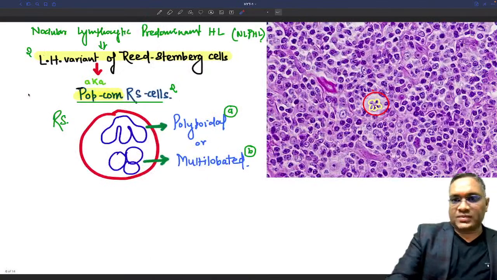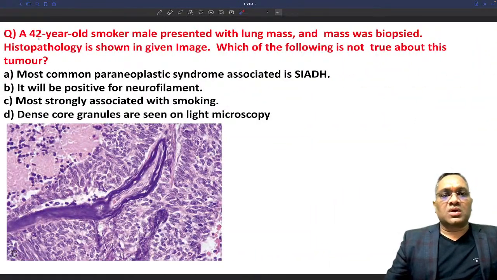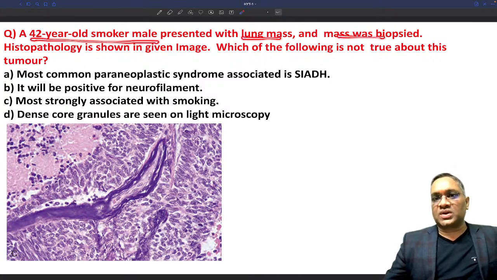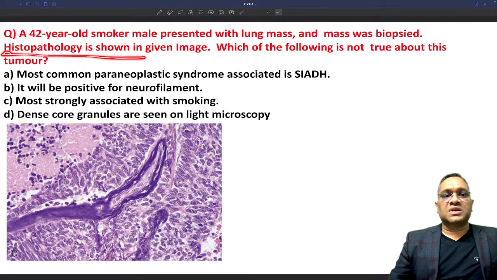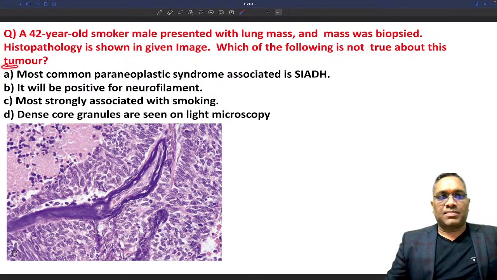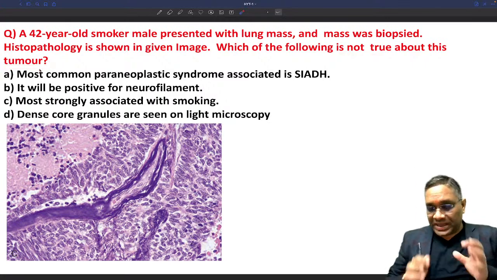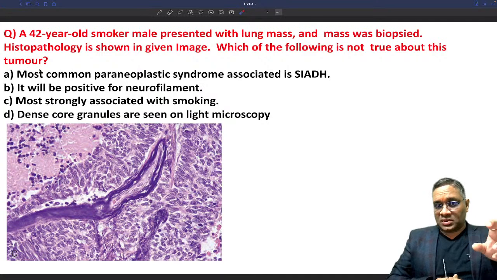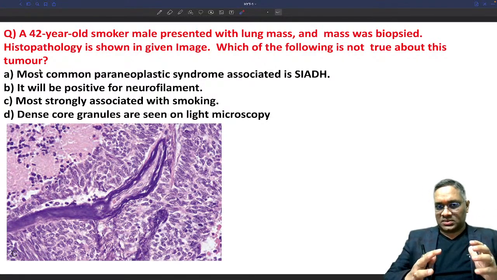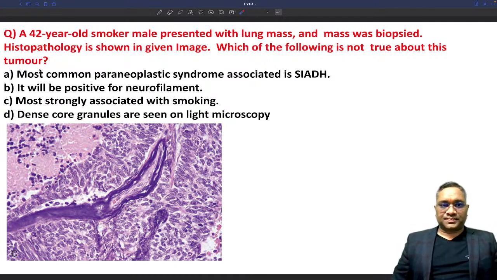So this is the second question. Now coming to the last thing. The last question is here. A 42-year-old male smoker presented with a lung mass and the mass was biopsied. Histopathology is given in this image. Which of the following is not true about this tumor? Not true about this tumor. During exam time, read the question very carefully. Not true, except, all these things you have to see very carefully and then give your answer.